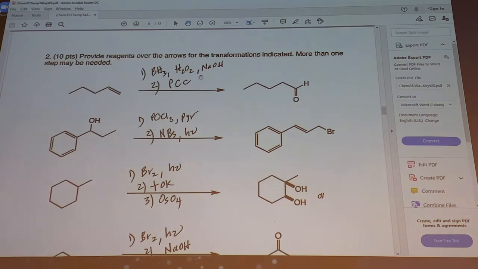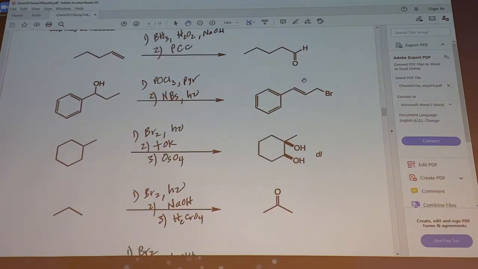So here you're examining where you end up at. So you need to get an aldehyde here. So you need to do a hydroboration and then oxidation of the primary alcohol to the aldehyde, okay? Here you got to remember what POCl3 does. It does what? Elimination of alcohols. So I can put your alkene here.